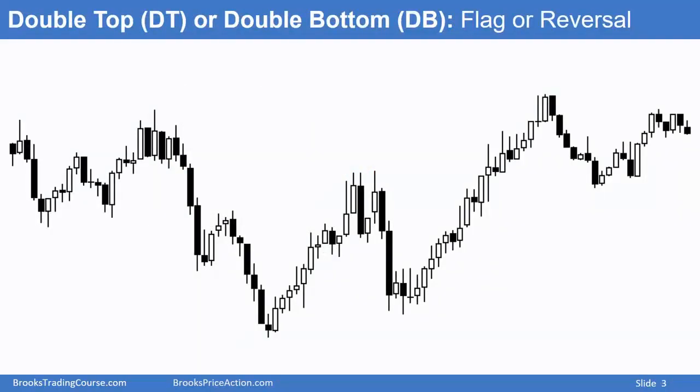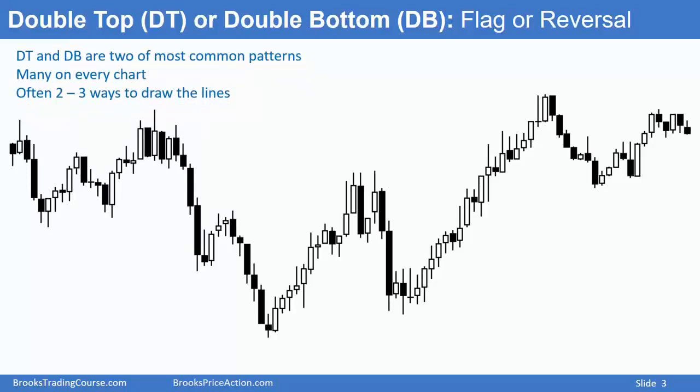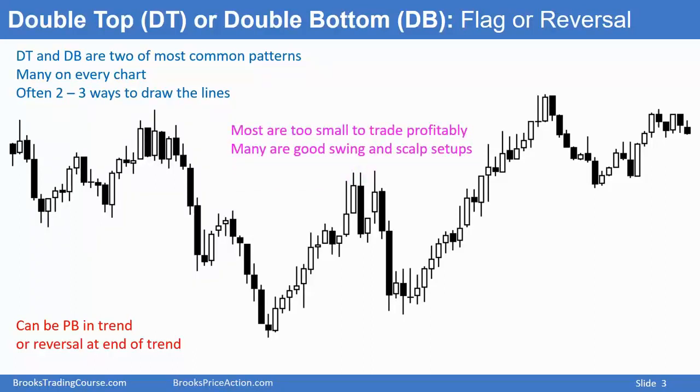A double top or a double bottom can be either a flag, a continuation pattern, or a reversal. They're present on every chart, and there are often 2 or 3 ways to draw the lines. Again, they can be a pullback in a trend, or they can be a reversal leading to an opposite trend. Many of them are too small to trade profitably on the chart in front of you. However, if you were to trade down to a smaller time frame chart, they would be big enough to trade. Many are good for swings. Many are only good for scalp trades.